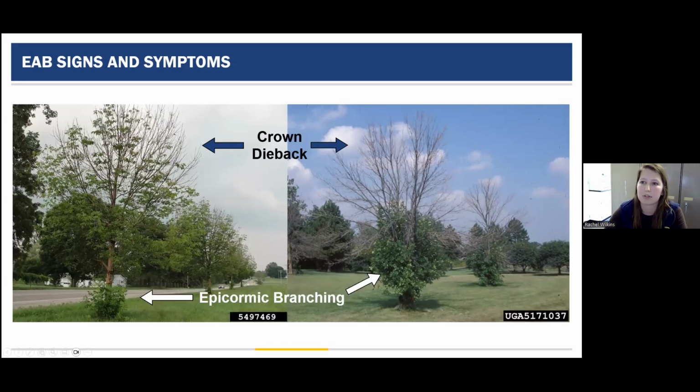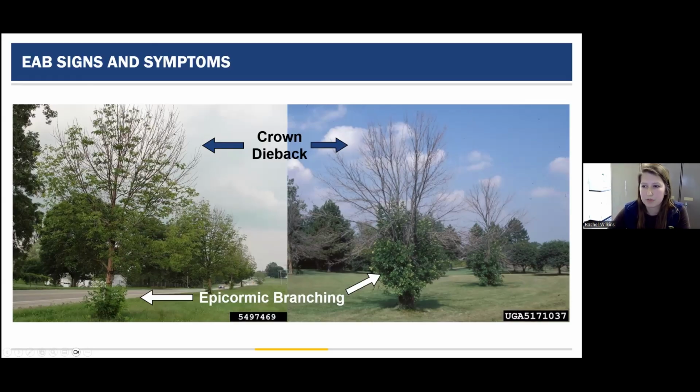So if you look towards the top of your tree, you might see some thinning of the leaves. You might see an absence of leaves towards the top, and it thins as you go towards the center of the tree. And this is just because as the EAB larvae are feeding on those important functional layers, the tree is not able to properly send up nutrients and water to the very top of the tree. And so that causes what we call crown dieback.